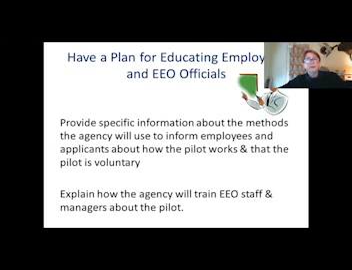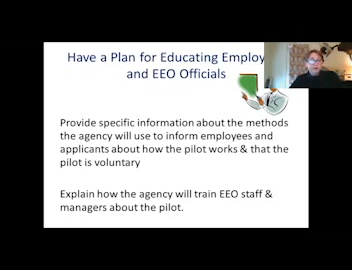You need to have a plan. We talked about this a little bit, but have a plan for educating employees and your EEO officers. EEO officials that will be working with the pilot need to have a really good understanding of what the pilot is about, what the requirements of the pilot are, and should be able from day one to move ahead with the pilot. Also, you want to sell your pilot. You want to market your pilot.